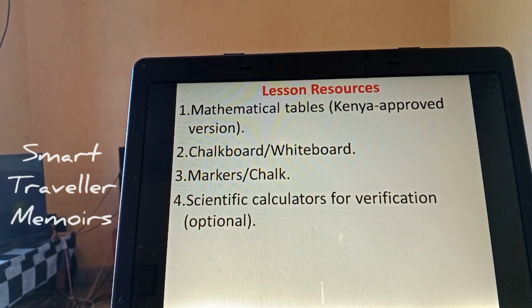So the resources the teacher will have is the mathematical tables, Kenya approved version. We have the chalkboard for those who don't have the whiteboard. Then for those who don't have markers for the whiteboard, they will have chalk for the chalkboard. And of course, the students are going to have scientific calculators for verification, although this is optional. The purpose of mathematical tables is to avoid you using the calculator.